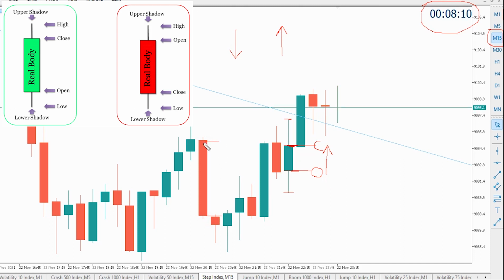Now for us to have a red candlestick, it means it opened here and closes below here. And what is the direction of the movement? Open before close, so the direction is downward. And that's why we're having a red candlestick. It's as simple as that. So what determines the color of a candlestick is the open and the close positions.